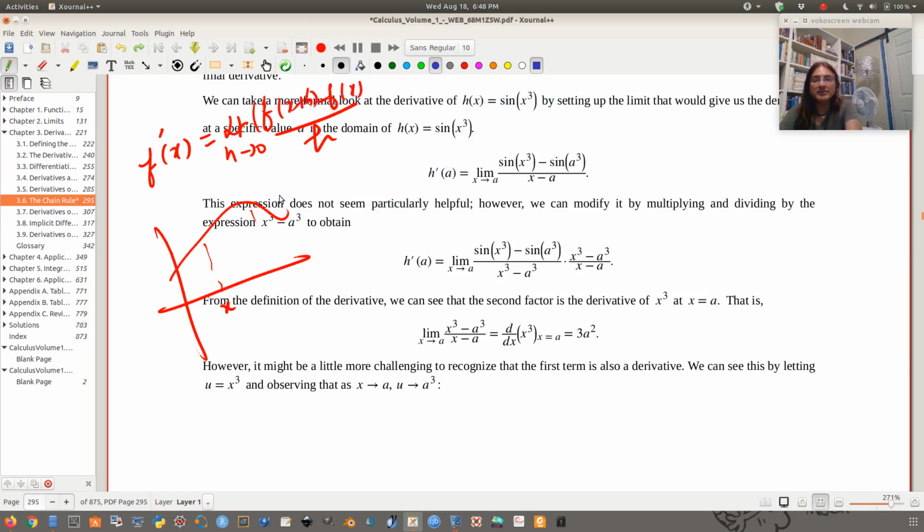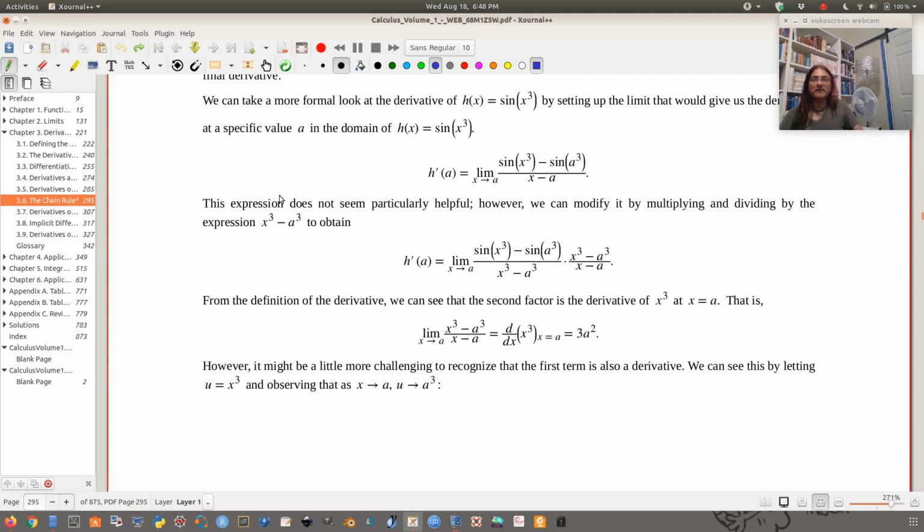So here in the book, they're saying, okay, let's try to find the derivative of h of x, where h of x is sine x cubed, at x equals A. I just showed you the definition can be equivalently written as the derivative is limit x goes to A, f of x minus f of A over x minus A. So this function is sine of x cubed minus sine of A cubed over x minus A, because these two statements are exactly the same.